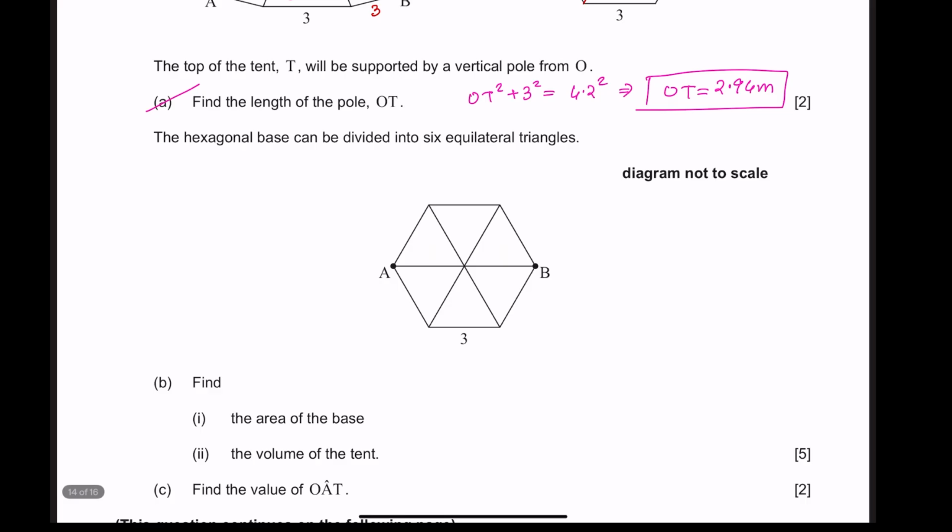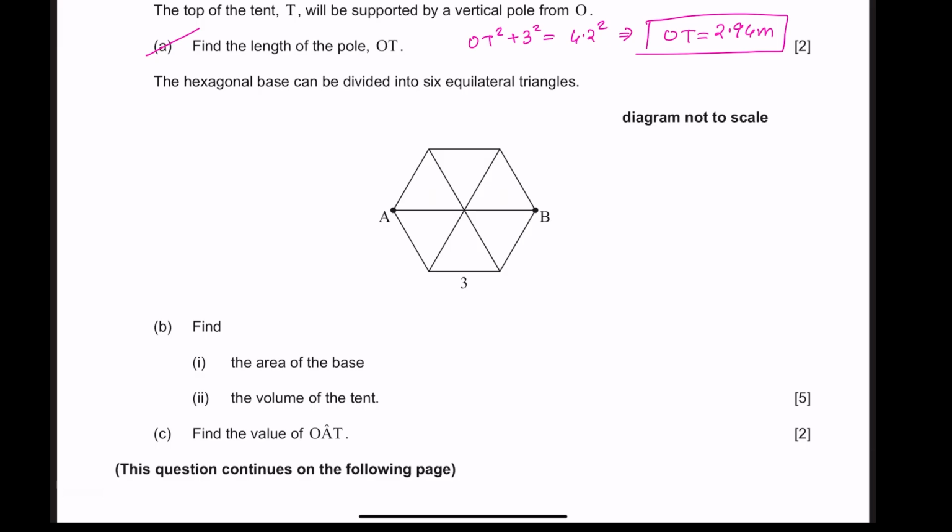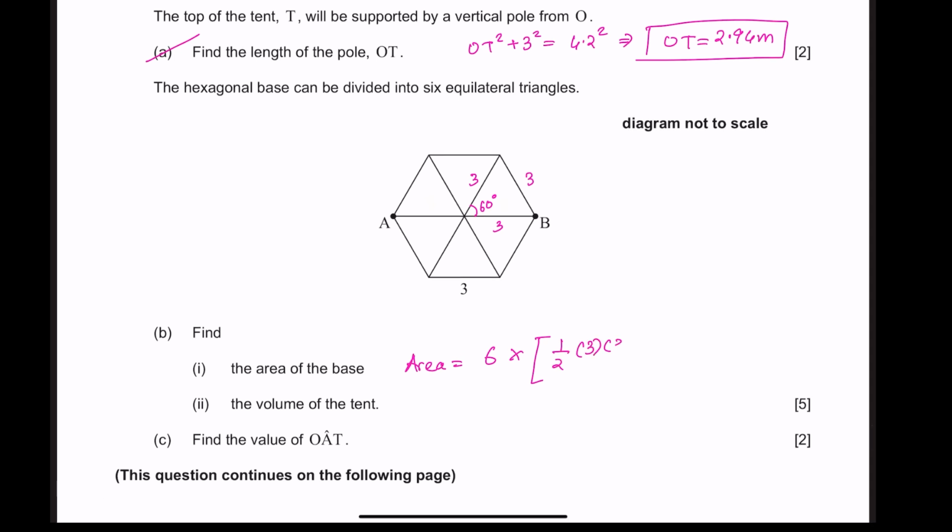Now part B. The hexagonal base can be divided into 6 equilateral triangles. Find the area of the base. We can find the area of one equilateral triangle and then multiply it by 6 because we have 6 triangles. All of the sides will be 3, and in an equilateral triangle all the angles are 60 degrees. So the area would be 6 times the area of one of the triangles. We can use the sine formula, half ab sine C. So half times 3 times 3 times sine 60 degrees. If I simplify this, I'll get 23.38 meters squared. This is the area of the base.